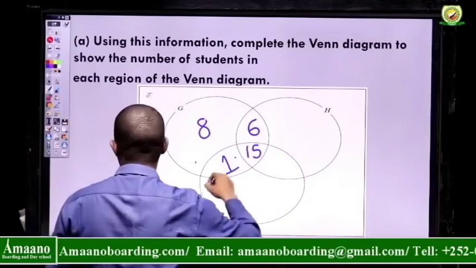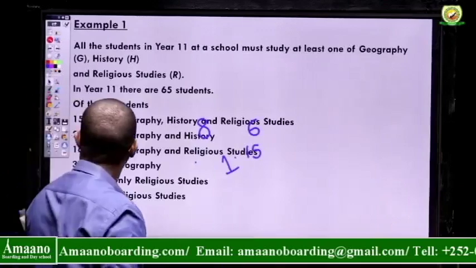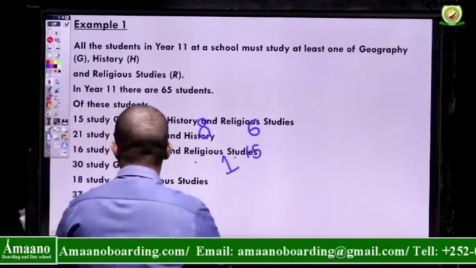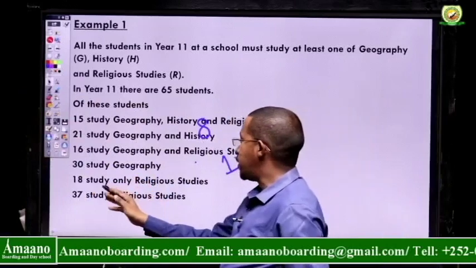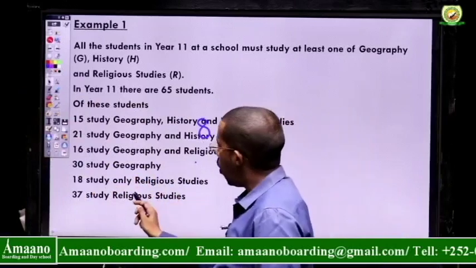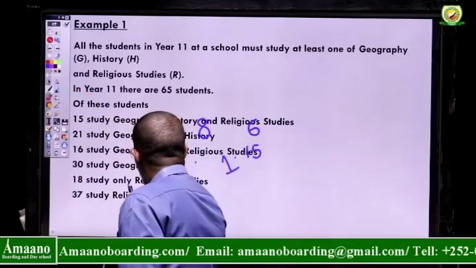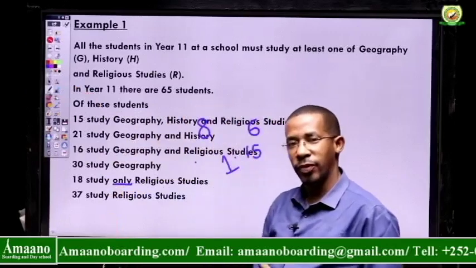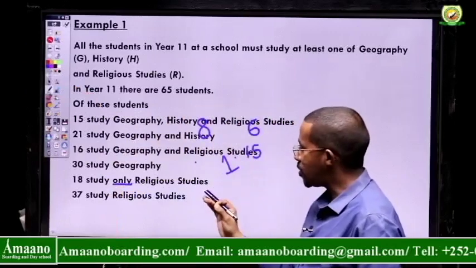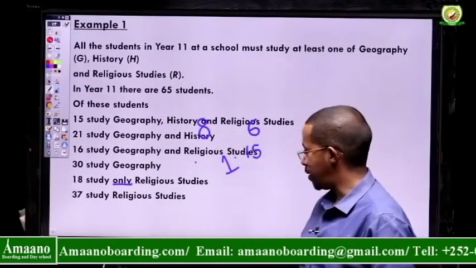Now we need to fill in the other parts. Let us check the information given. So we have done this. 30 students study geography. Then 18 study only. This is a very important statement here. You see? It says 18 students study only religious studies.